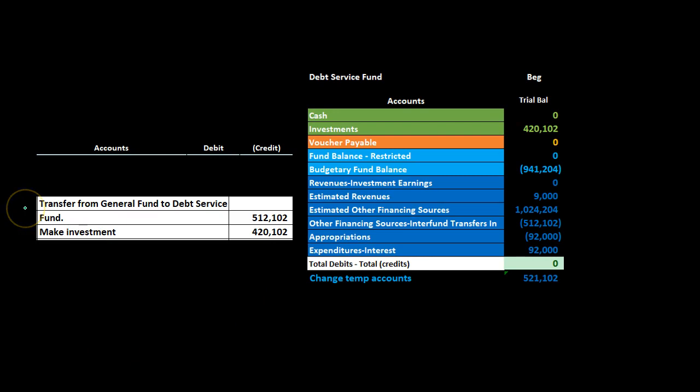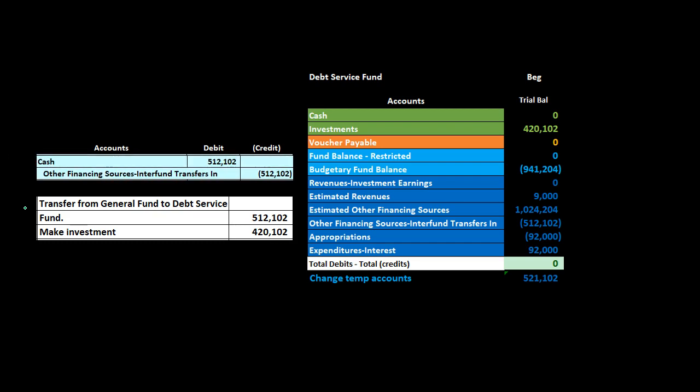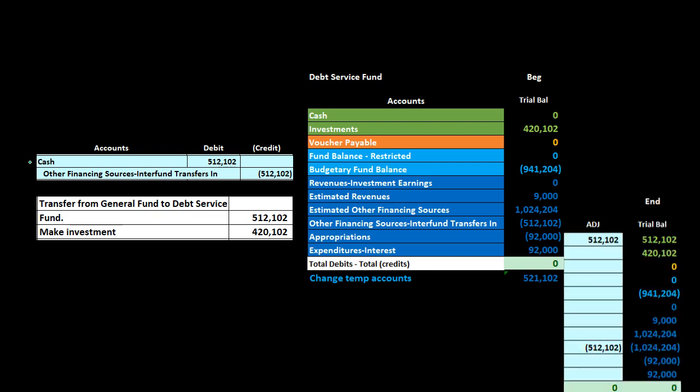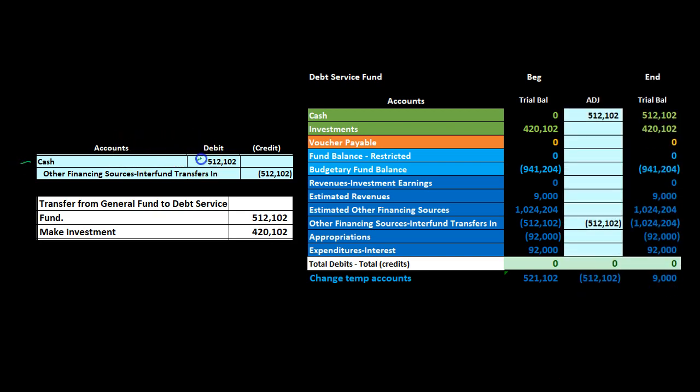Next item, we're going to say that there's another transfer from the general fund. We're going to take that money. We're going to invest part of it into our investment as we did in the past. So now there's another transfer. That means cash is going up in the debt service fund because it was transferred from the general fund, and it would be, of course, going down in the general fund. And then the other side is going to go to the other financing sources, interfund transfer in. So then if we record this out, cash is going up. We got more cash.